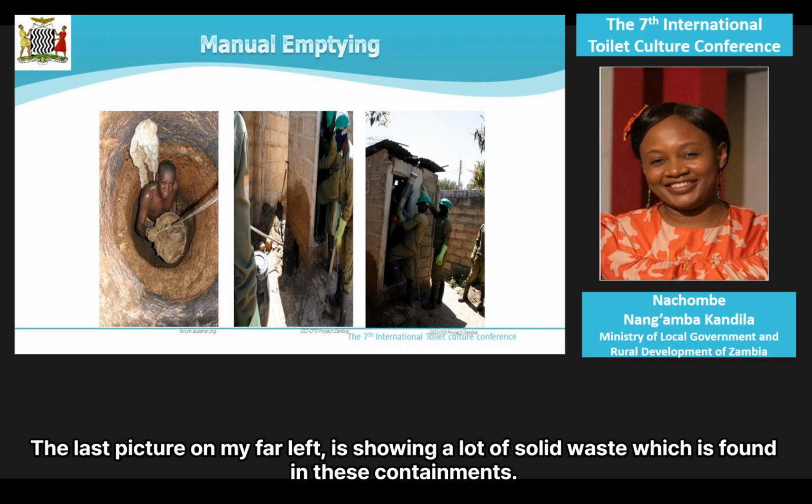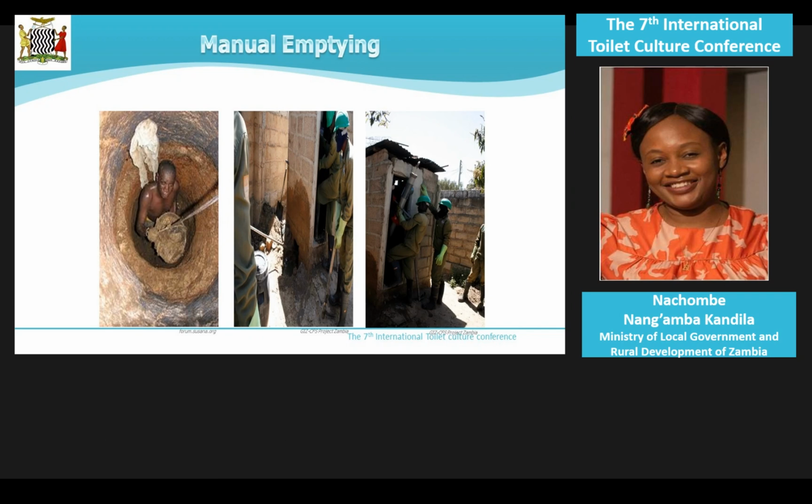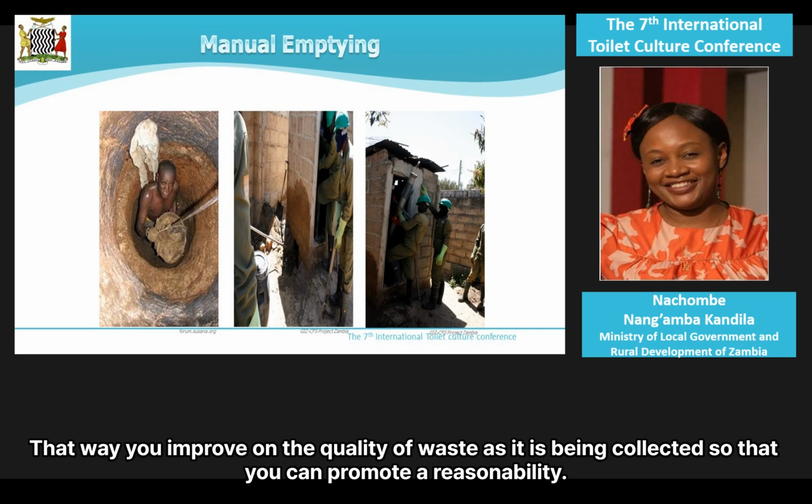The last picture on my far left is showing a lot of solid waste, which is found in these containments. And when you find a lot of solid waste, this has a huge effect on the rest of the FSM chain and treatment as well. So it brought to light that you cannot preach FSM without also improving the effectiveness of solid waste management. That way, you improve the quality of waste as it's being collected so that you can promote reusability.